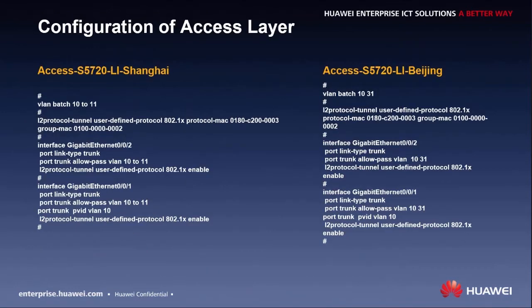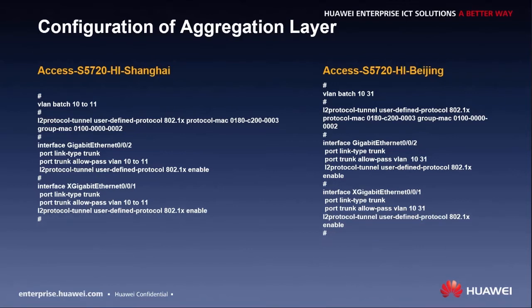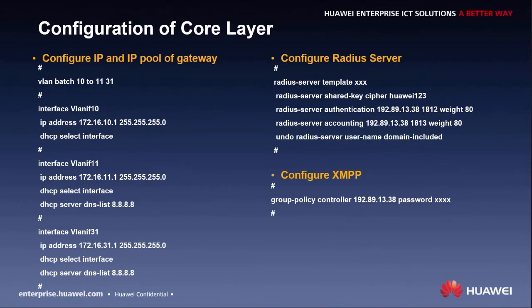First, log in to the access switch and configure VLANs for APs and users respectively. If 802.1x authentication is used, Layer 2 protocol transparent transmission needs to be configured. Here, the two access switches are distinguished from each other based only on their user VLANs. The aggregation switches function as Layer 2 devices with a configuration similar to that of access switches. Next, we move on to the configuration of core switches.